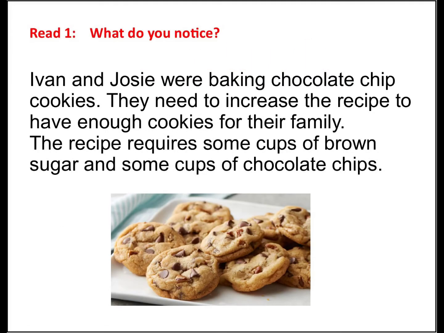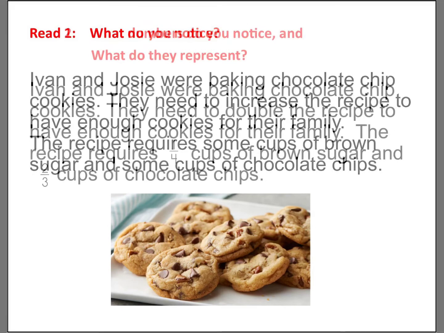The first time we're going to read the problem, we're going to ask, what do we notice? Let's read it. Ivan and Josie were baking chocolate chip cookies. They need to increase the recipe to have enough cookies for their family. The recipe requires some cups of brown sugar and some cups of chocolate chips. I want you to hit pause and write down some things that you notice in this problem.